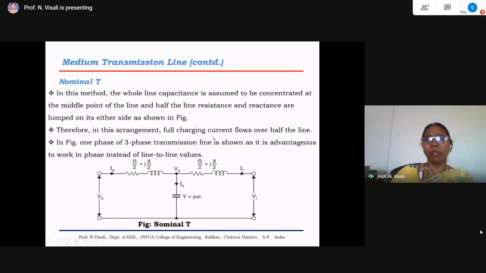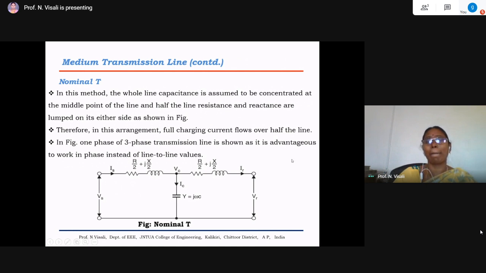In this arrangement, the full charging current flows over half of the line. In figure 1, one phase of the 3-phase line is shown, as it is advantageous to work in phase instead of line to line. Because it is a balanced circuit, we are going to consider phase-wise calculations. It's only a single-phase representation of the balanced circuit for the medium transmission line.